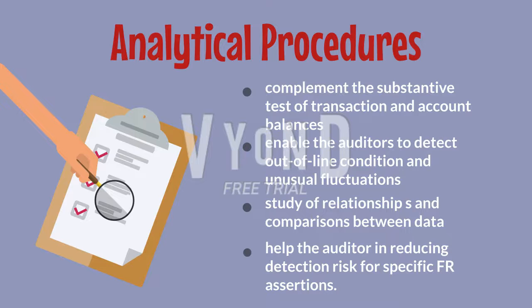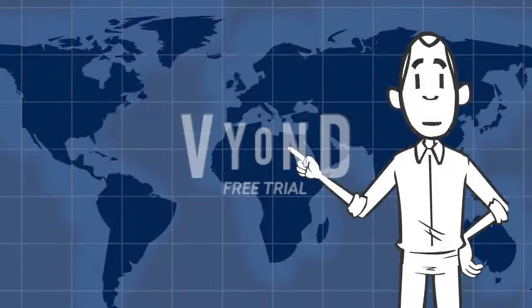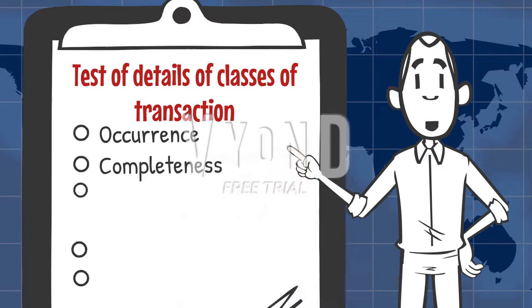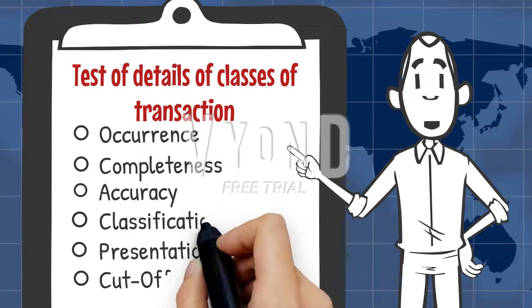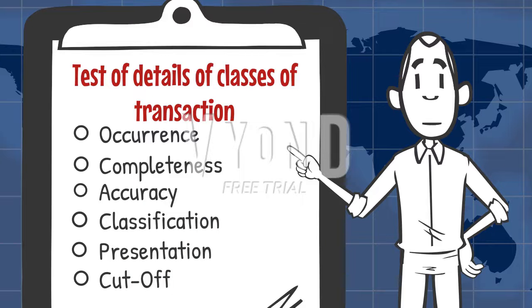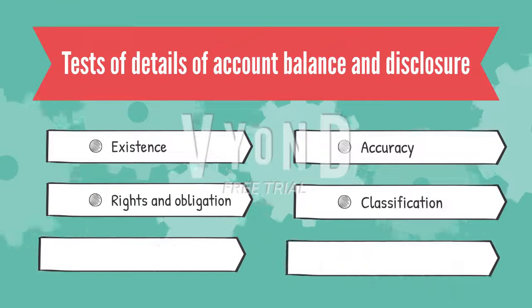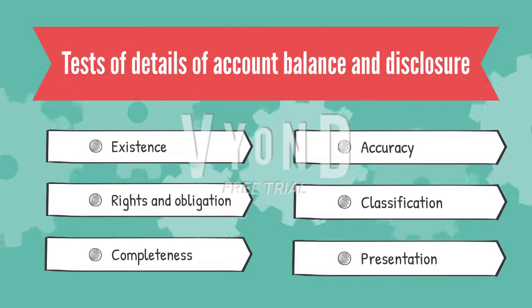They are a study of relationships and comparisons between data. They help the auditor in reducing detection risk for specific financial reporting assertions. Next is test of details of transactions, where no monetary error is occurring in the account. For example, capital expenditure is wrongly recorded as revenue expenditure. Lastly is test of details of account balances and disclosures to detect monetary errors, normally applied to financial statements.